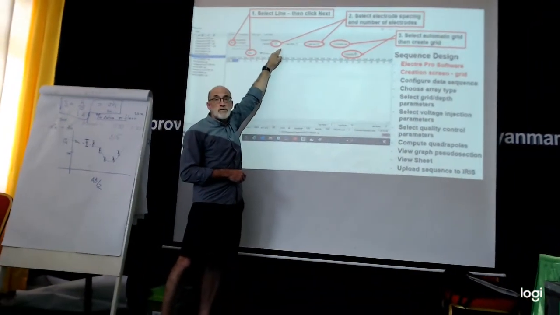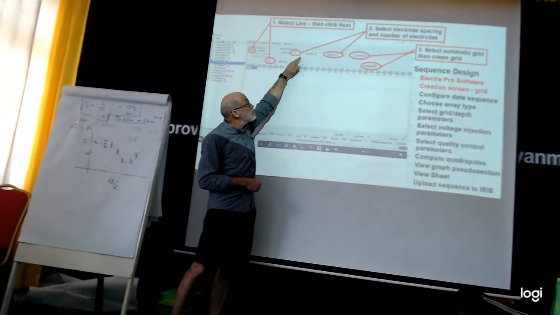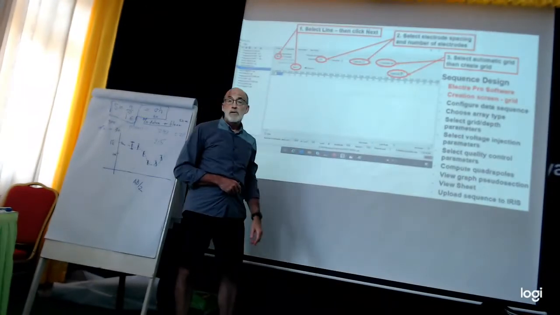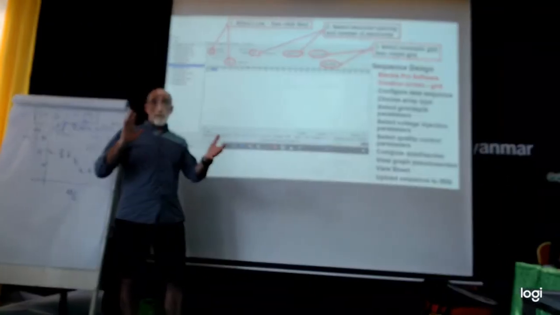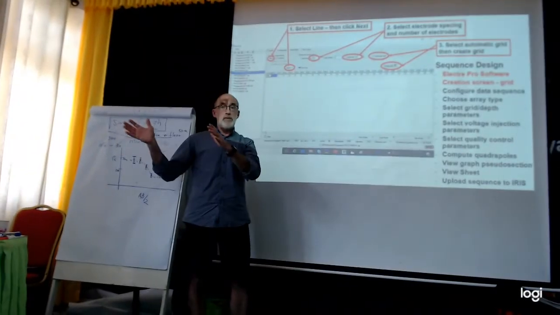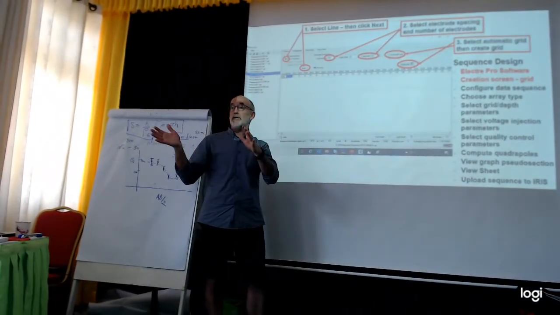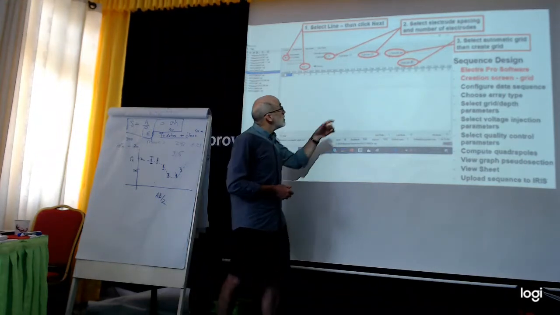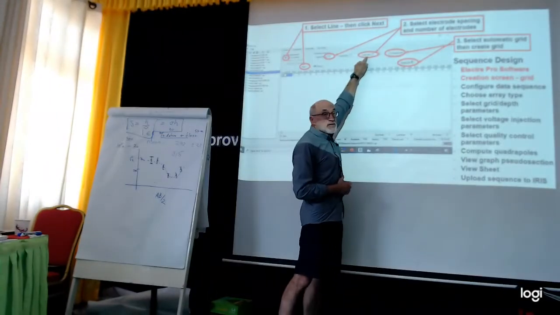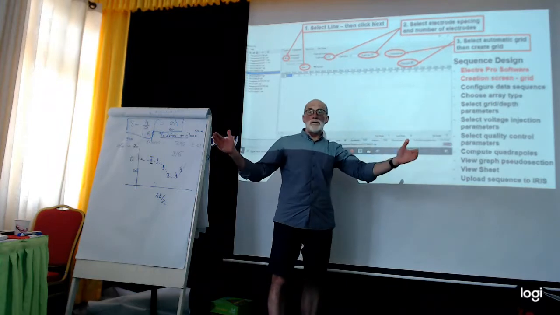And then we're given the choice to make our X spacing, the spacing of the electrodes. We were running 4 meters in the park. We may run 5 meters or 10 meters tomorrow. And then the X grid size is how many electrodes do you have?